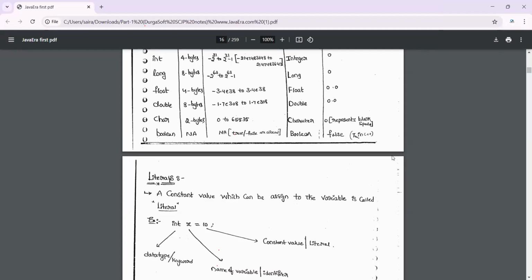Sir, without any knowledge in coding, how many days does it take, sir, to learn Java programming?